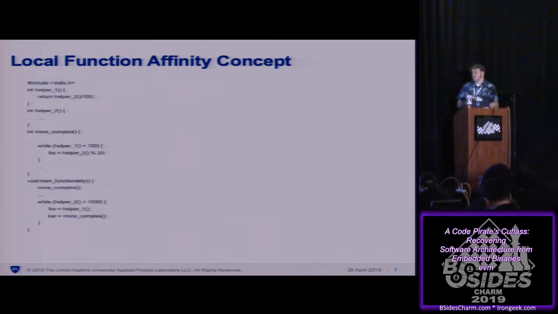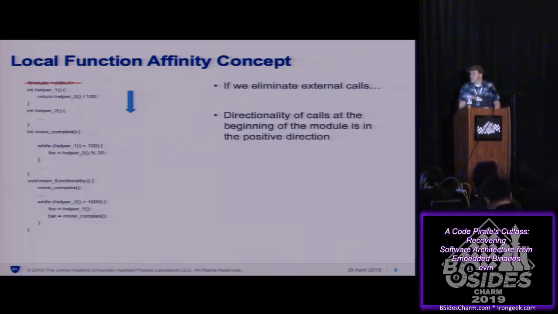So the concept I came up with is really dirt simple. If you think about C, you've got your pound includes and your functions. So let's say for a second we eliminate external calls and we just look at the directionality of calls. We look at the direction of the relationships between functions in this file.